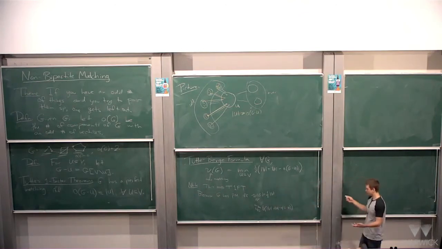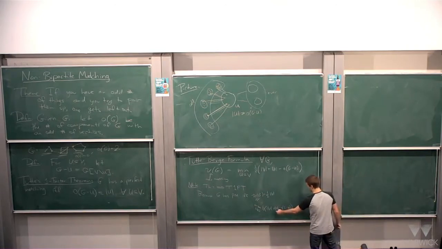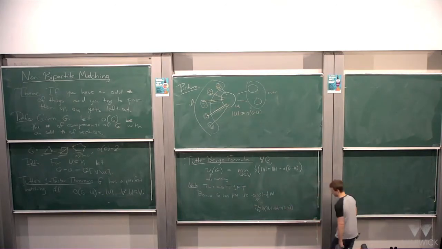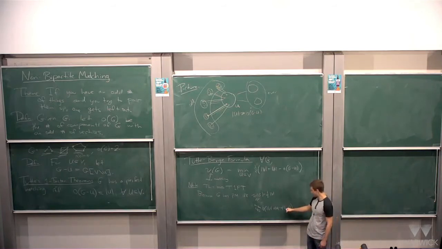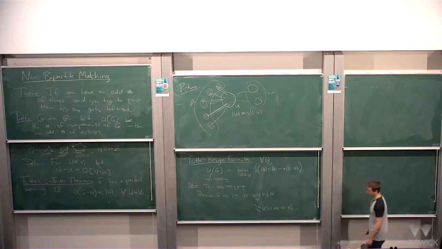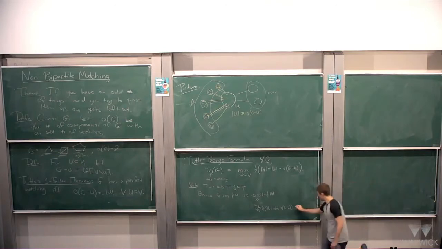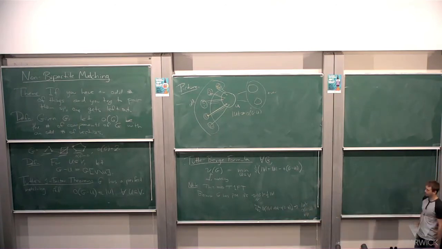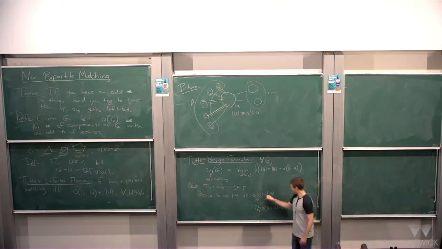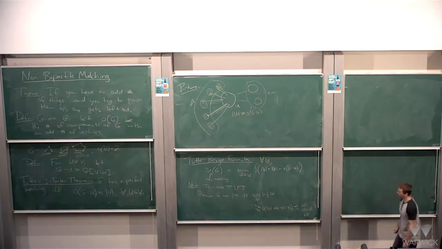But that would mean that the size of U always has to be at least the number of odd components, because if there was some case where the number of odd components was bigger than the size of U, then this would be less than half of V. Since this is equal to this, you would have to have this inequality for every set U. Okay, so let's now prove this formula.